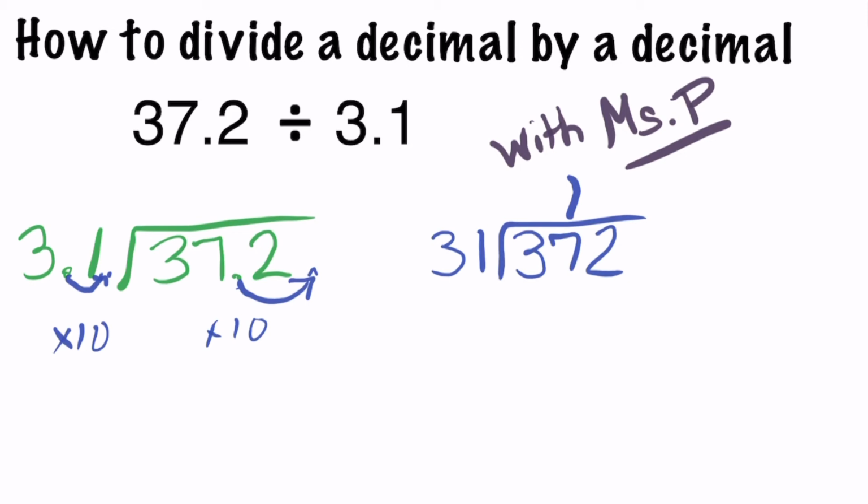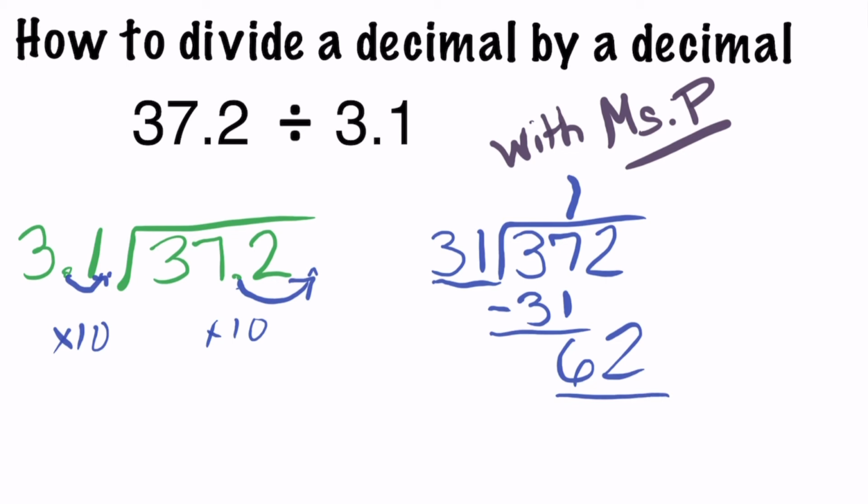That's our divide. Next, we multiply 1 times 31. That gets us the number 31. So next, we're going to subtract 31 from 37, which gives us 6. Next, we will bring down the number 2 to create the number 62. Now we're going to ask ourselves, how many times does 31 go into 62?